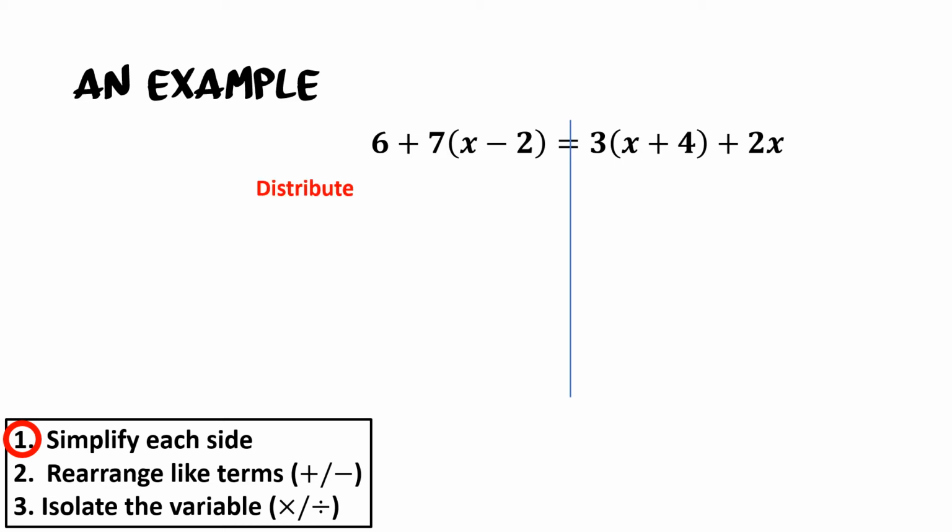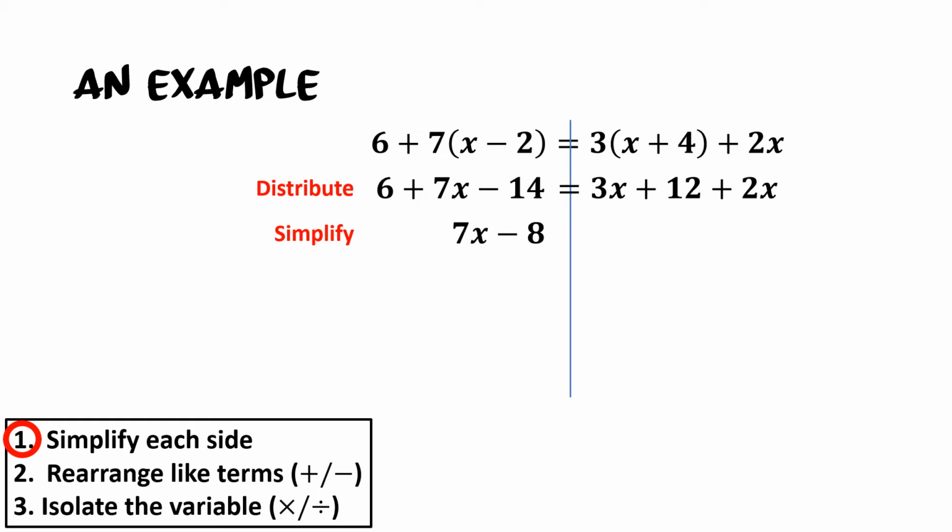I will distribute first. On the left side, I can distribute the 7 to get 6 plus 7x minus 14. Then on the right side, I will get 3x plus 12 plus 2x. Now I will simplify each side separately. This means to combine any like terms that you see. On the left side, we add 6 and negative 14. And on the right side, we add the 3x and the 2x.